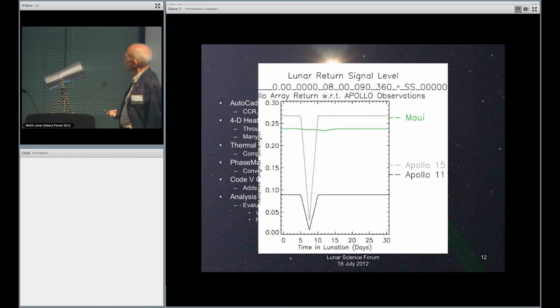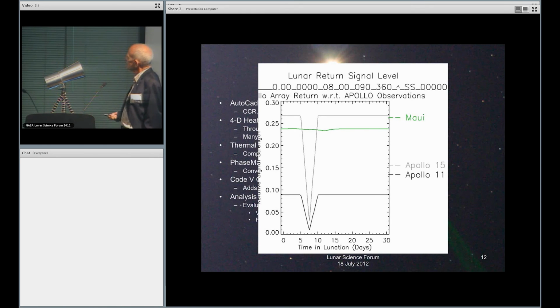So here we get the deposition of energy at solar noon as a function of depth in the corner reflector. And then we also look at what happens during an entire lunation. And then the more interesting thing, next slide, is what is the return signal?